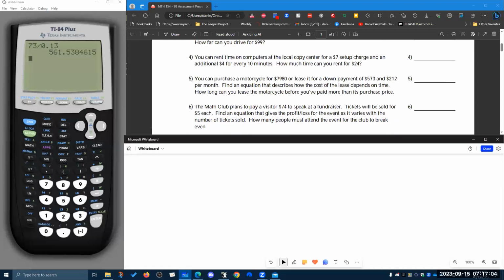You can rent time on computers at a local copy center for a $7 setup charge, plus an additional $4 every 10 minutes. So, let's say X divided by 10. Sure, let's do it like that.